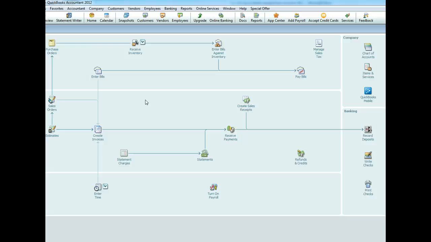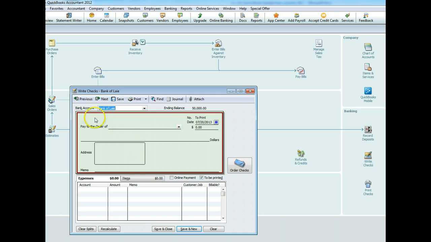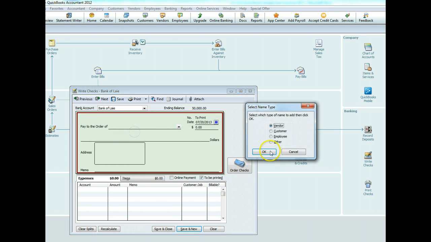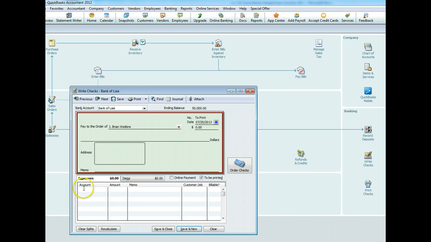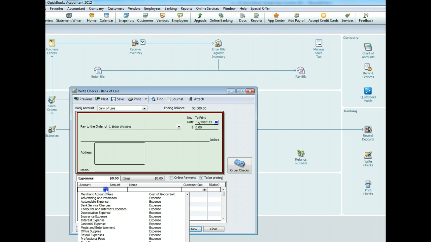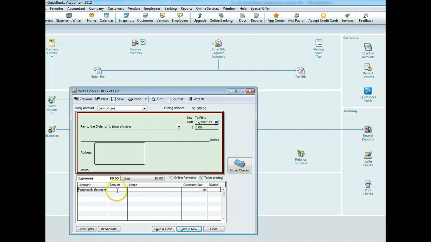We're taking the IRS mileage rate, 0.565, and 198. That means we write ourselves a check for $111.87. So pay to the order of you. Okay. And this is going to be for an automobile expense, business use of your truck.